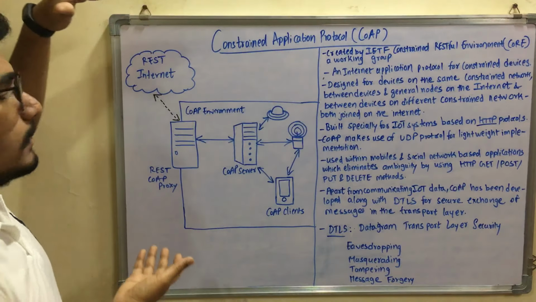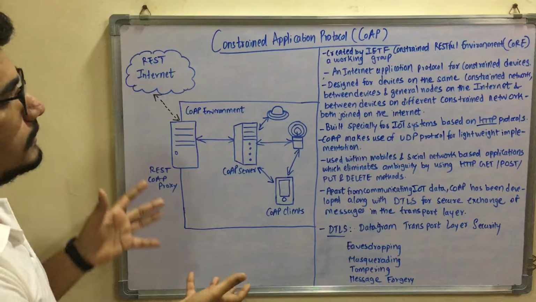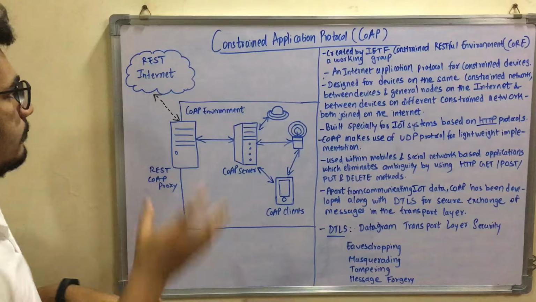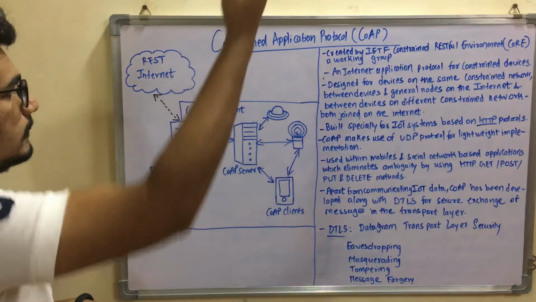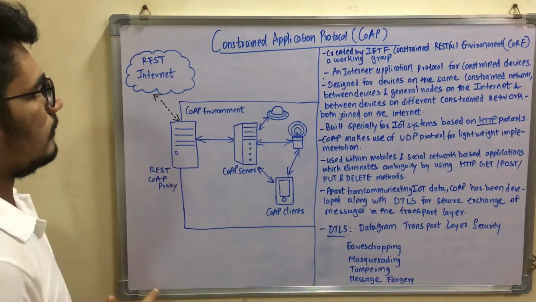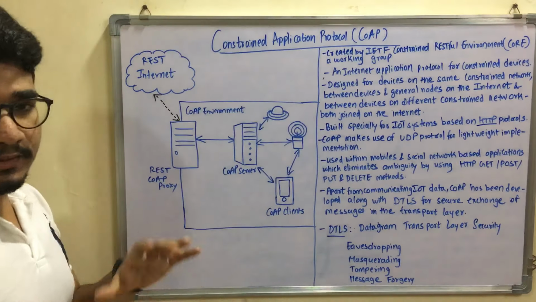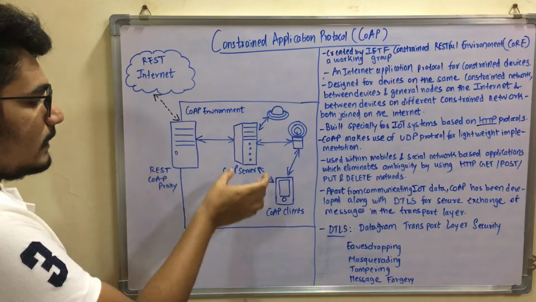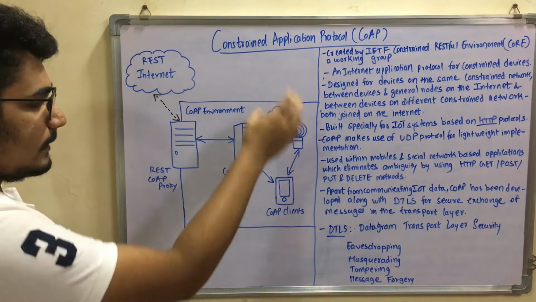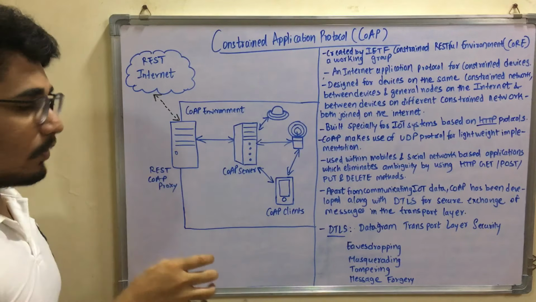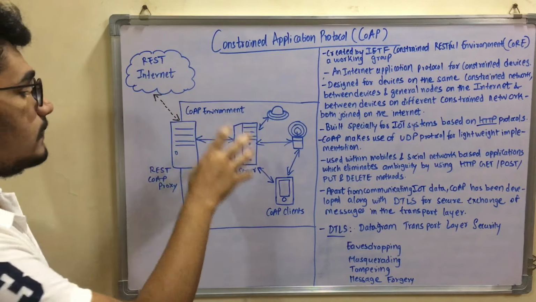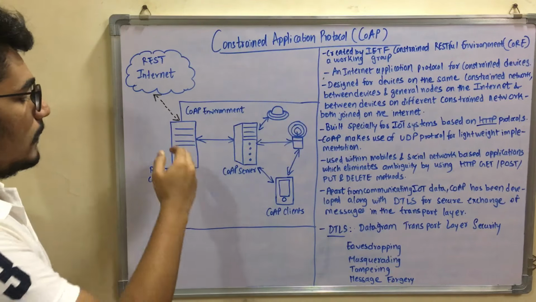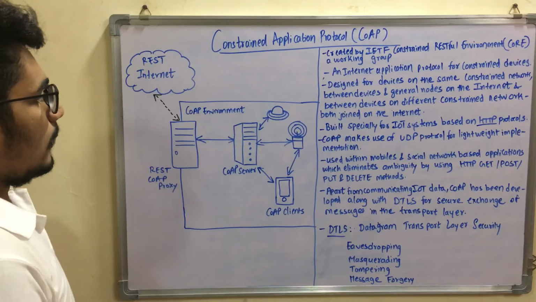So this is the architecture, or the working, of CoAP. In this, the main entities are: you have a REST internet which is outside some environment, or outside the house or organization, in fact. Then you have this CoAP environment which has one REST CoAP proxy, one CoAP server, and CoAP clients. This REST CoAP proxy sits in between the REST internet and the CoAP server, so that any messages which are sent can be intercepted by this REST CoAP proxy.